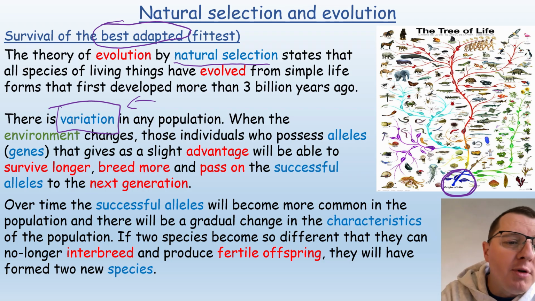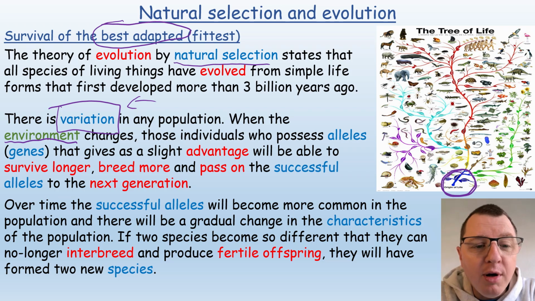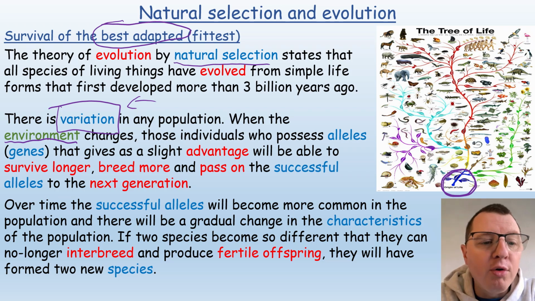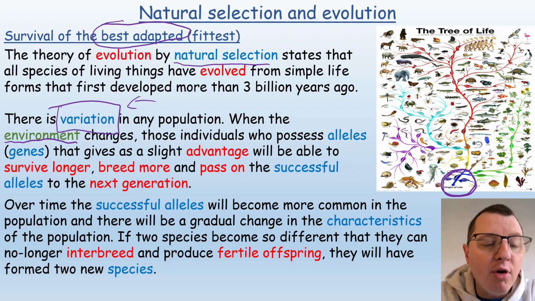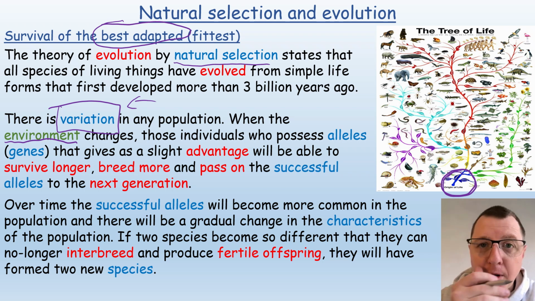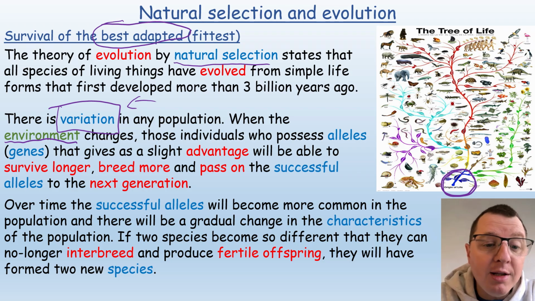And when the environment changes, those individuals who possess alleles, genes, that give you a slight advantage will be able to survive longer and breed more and pass on those successful alleles to the next generation. Over time, the successful alleles will become more common in the population, and there will be a gradual change in the characteristics of the population. For example, your average height may well change slowly over 100,000 years or perhaps 1,000,000 years, so that your height increases to a point where you may well decide that we have a different species compared to the species 1,000,000 years ago.